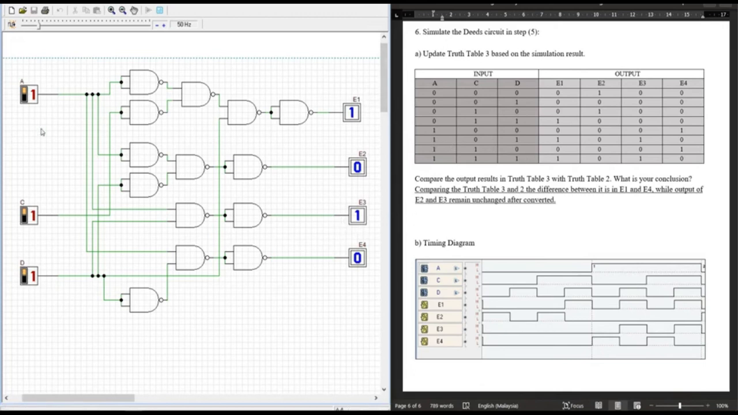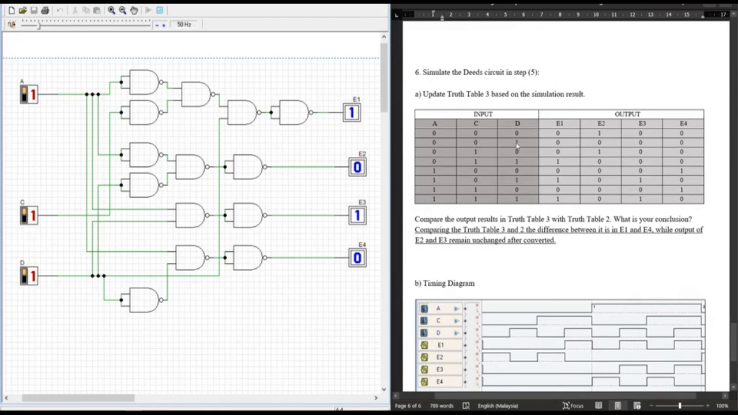So you can conclude that to produce E3, you need to have A to be 1 and D to be 1. So that is the full output, the full truth table of circuit 2.